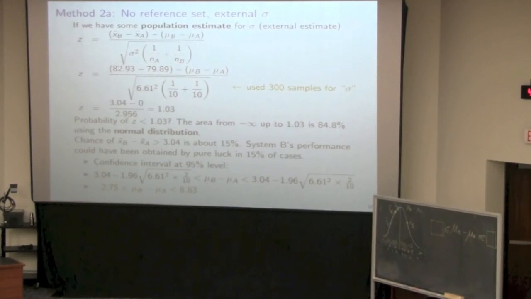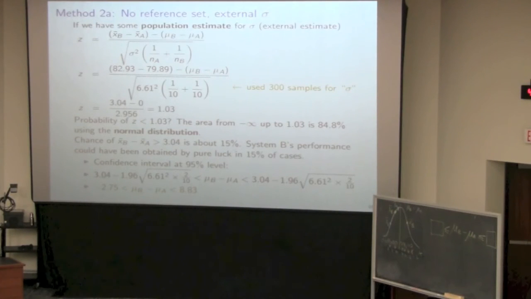So this is the slide that's called method 2A. You've got an external estimate of sigma 24. So you're using some external way to estimate sigma. So you use the 300 samples you have and you measure the variance of those 300 samples. You get a value of 6.61.